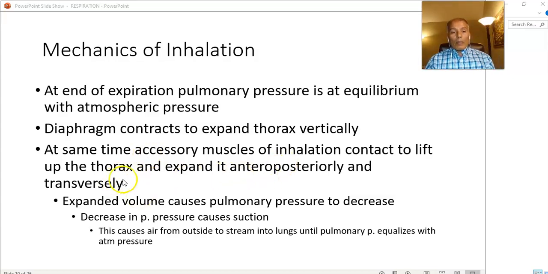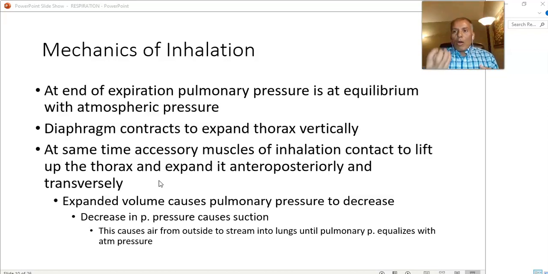So then, we have created a larger volume inside of the lungs. Creating that volume is going to make the pressure decrease, and that creates Boyle's law. As the volume of an enclosed container is expanded, the pressure inside of that container decreases. So now, immediately, this results in suction. Negative air pressure creates suction.